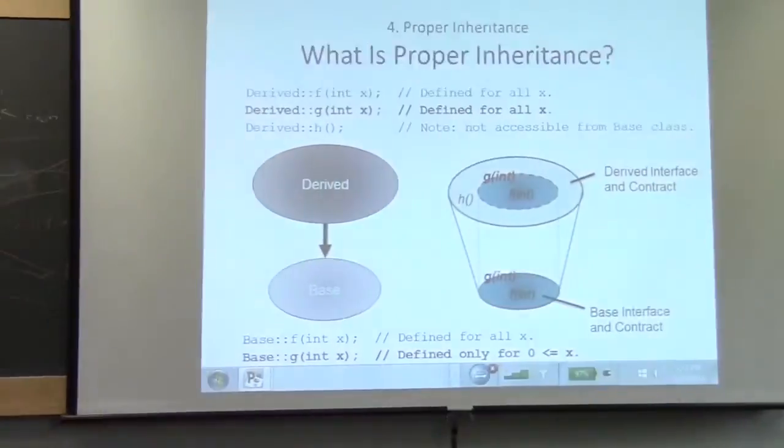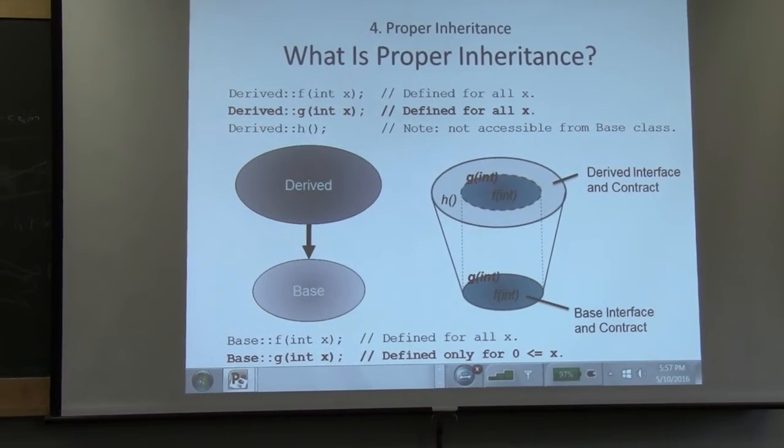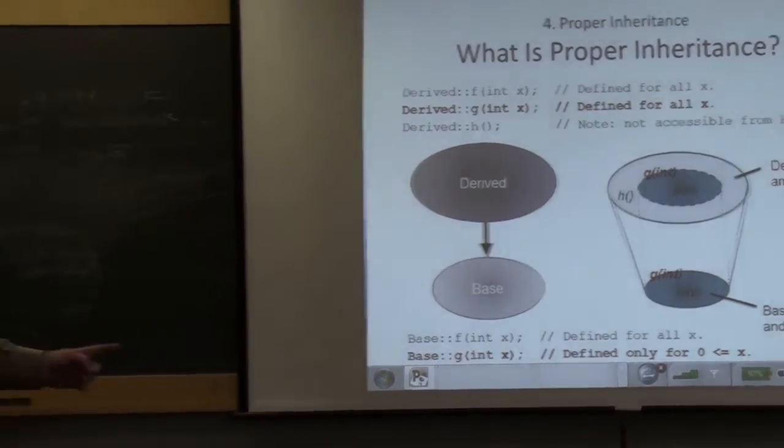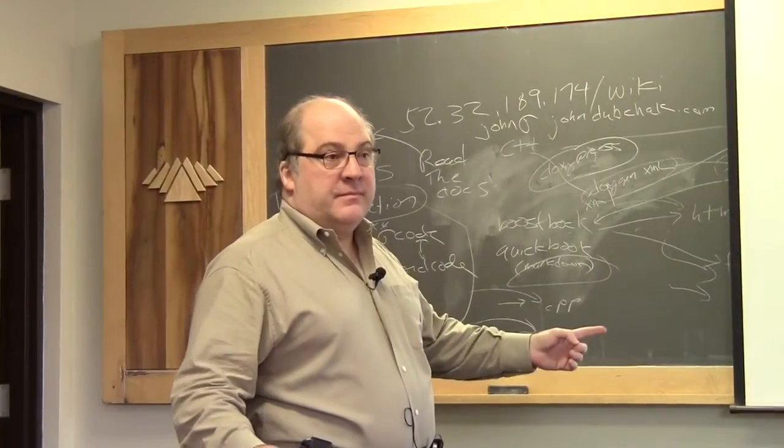Let's look at the next one. I have g. G is defined in the base class for all non-negative integers. It's defined in the derived class for all integers. Okay? For the non-negative integers that are valid in the base class, it must do the same thing for each respective integer in the derived class. It can do anything it wants for negative integers, right? In that sense, the derived class is substitutable for the base class, for all programs written in terms of the base class. Okay.